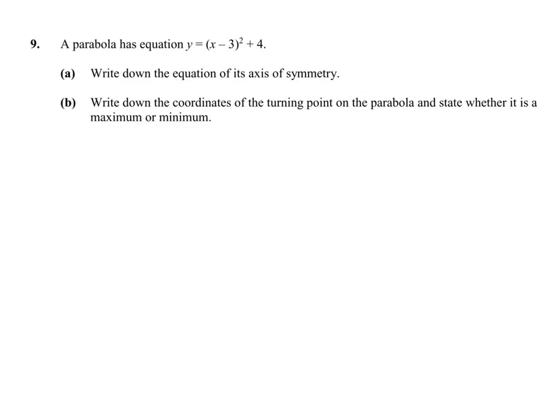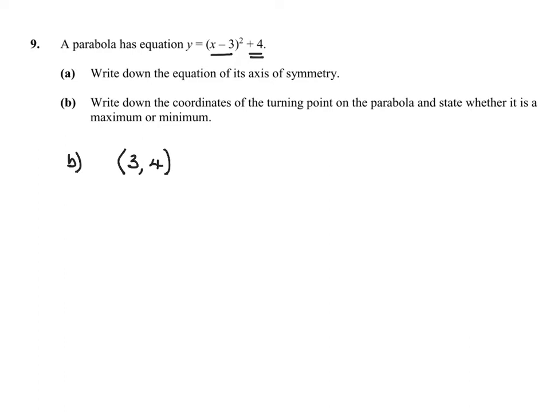So, write down the equation. Well, what we're going to do first of all, in fact, I'm going to do part B first of all. Part B is nice and simple. The coordinates of the turning point. So, we have a minus 3 in the bracket, which means that the graph has been shifted 3 spaces right. So the x coordinate of the turning point is plus 3, and the y coordinate is 4.